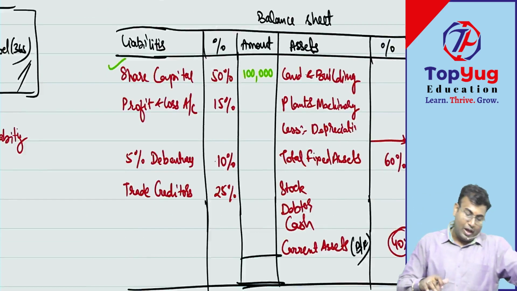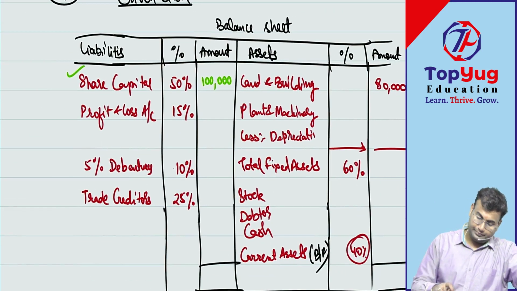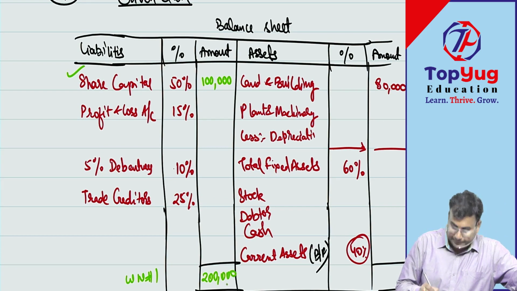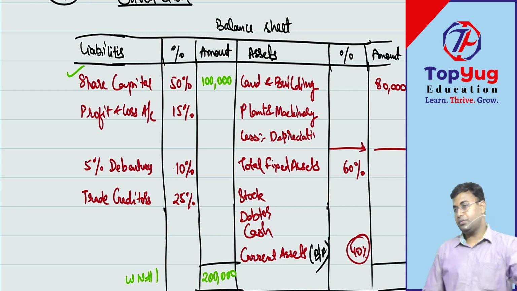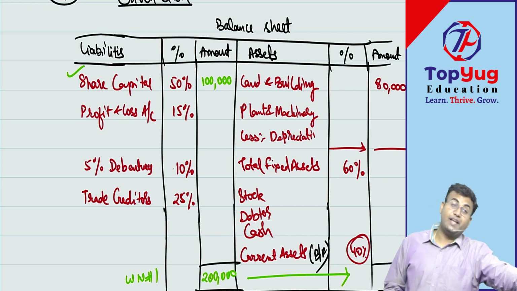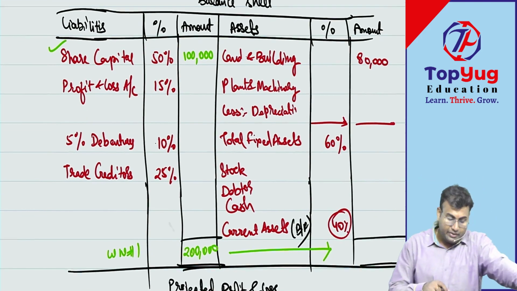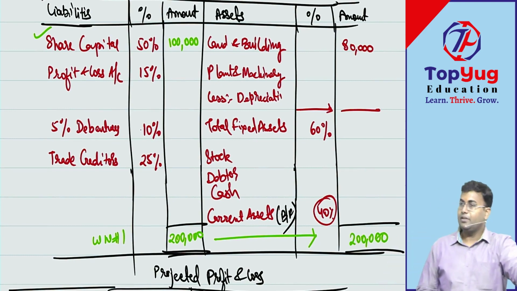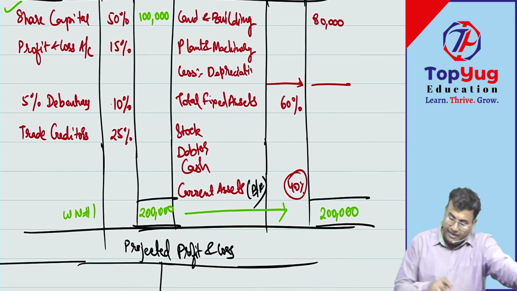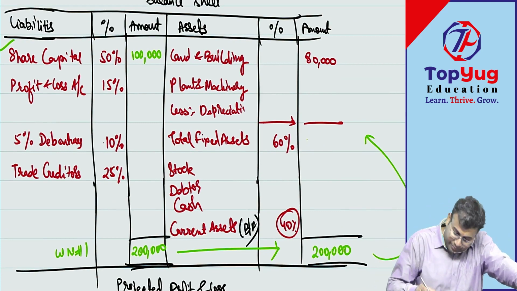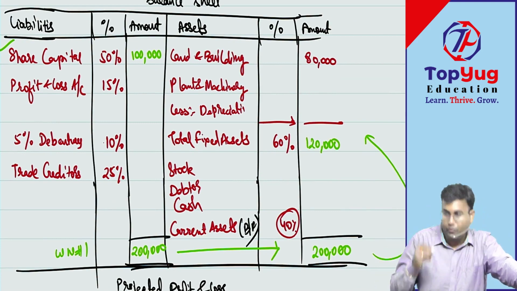Yes. So have we got the total of our balance sheet? With the help of working note 1, have we got the total of my balance sheet as 2 lakhs? Yes or no? And we know a balance sheet is a balance sheet only when the assets match the liabilities. So assets will be how much? 2 lakh, 2 lakh. Yes or no? Then we know this is 60%. The total number should be how much? 1,20,000.